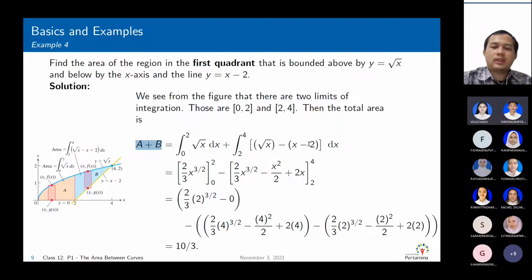And we see that actually, in this case, if we want to integrate with respect to x, we need to split the area into two areas.